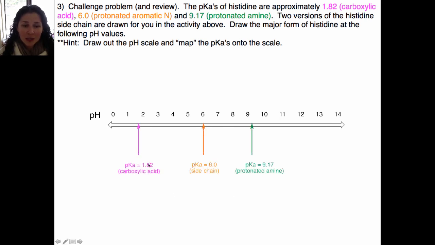Notice that I've labeled each of the pKa's on the scale with the functional group that it corresponds to. Now, I'll want to draw the structure and label these different pKa's to the different functional groups on the structure. I like to start at the most acidic pH, at pH 0. At pH 0, all of the functional groups will exist in their conjugate acid form. So, the amine on the backbone will exist in the protonated amine form, the conjugate acid form. The carboxylic acid on the backbone will exist in its conjugate acid form, which is the carboxylic acid. And the side chain will exist in its conjugate acid form.